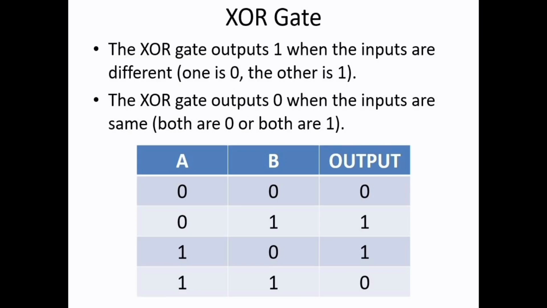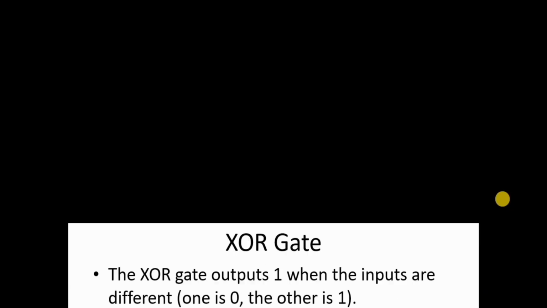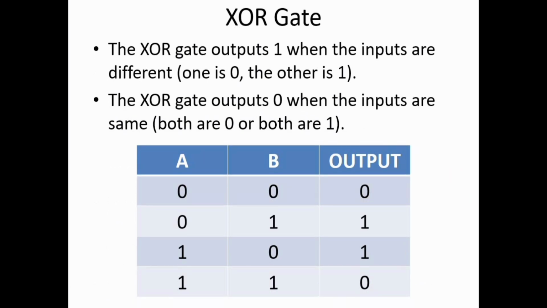This PLC tutorial is on the exclusive OR gate. In this tutorial, we will make an exclusive OR gate in PLC software and we will verify its functionality according to the truth table as well. So let's begin. The exclusive OR gate outputs 1 when the inputs are different.